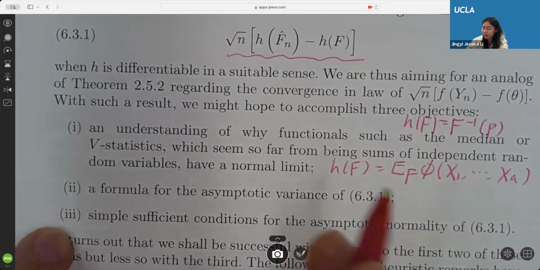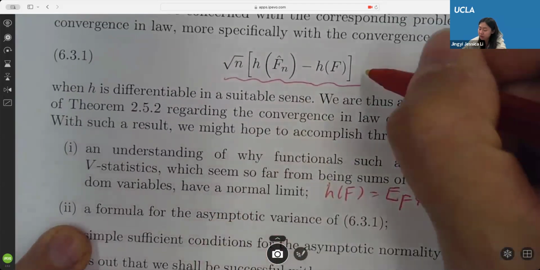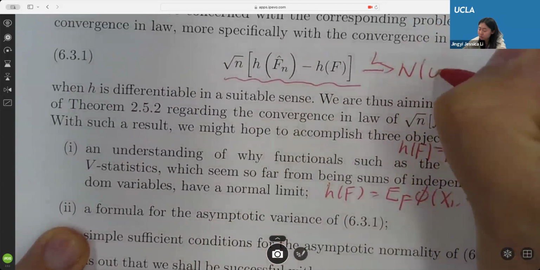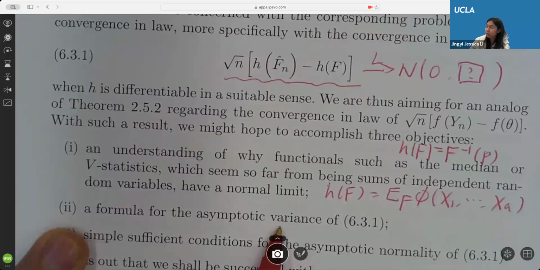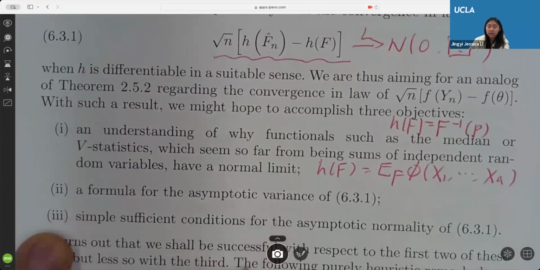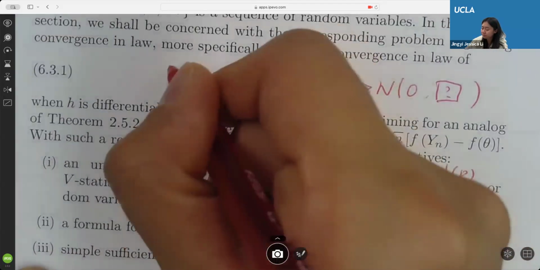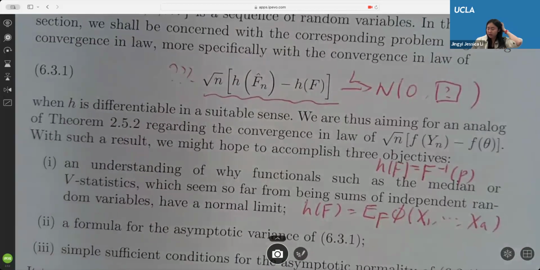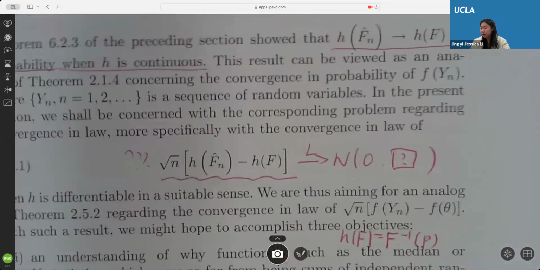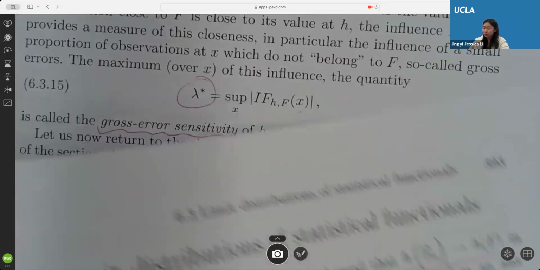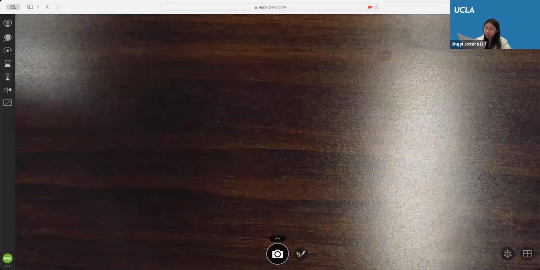And second, if this does converge in law to a normal distribution, we want to know what the asymptotic variance is. That's what we need for the second objective. Third objective, which is most important: simple sufficient conditions for the asymptotic normality. When does this hold, right? Okay, so this chapter is all about this.